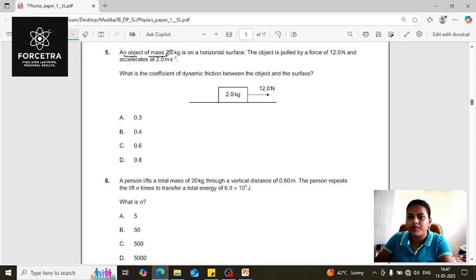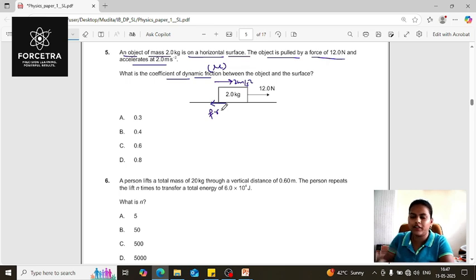An object of mass 2 kg is on the horizontal surface. The object is pulled by a force of 12 Newton and accelerates at the rate of 2 meter per second square. What is the coefficient of dynamic friction, mu, between the object and the surface? So this is the pulling force acting in the positive direction, and the friction force is acting opposite to the movement or the relative motion. So the friction is acting in the negative direction.